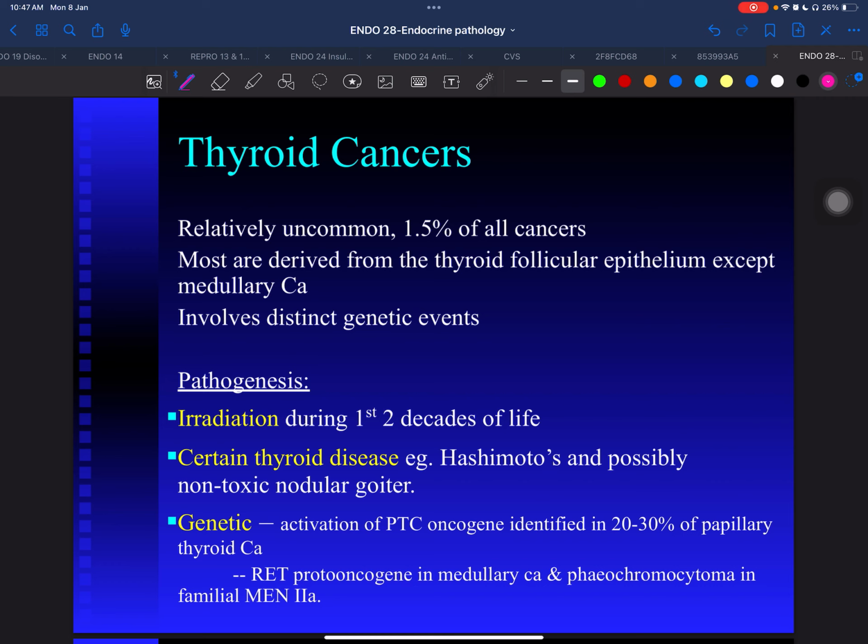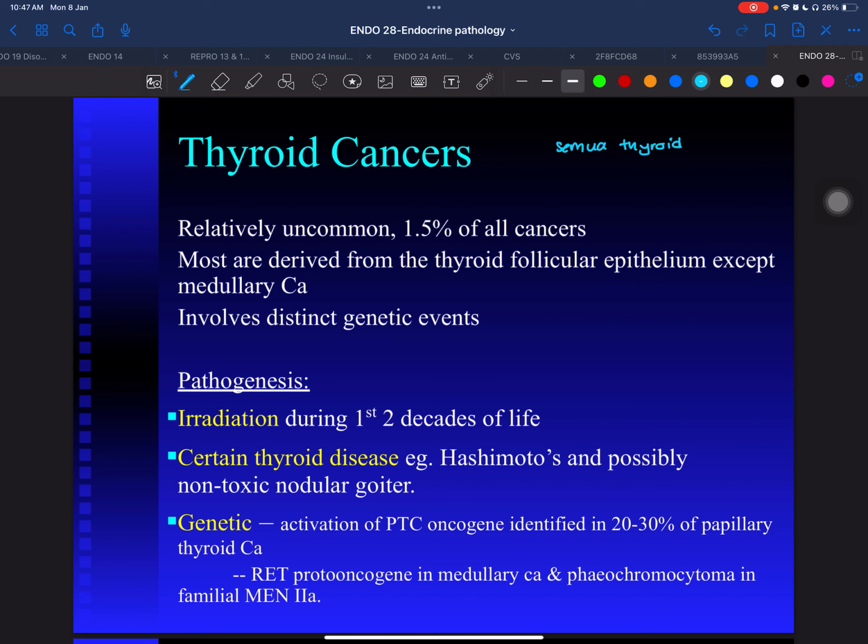It comprises about 1.5% of all cancers. Most are derived from the thyroid follicular epithelium. It's from the follicles in the epithelium itself, except medullary carcinoma. Ini pun favorite MCQ question. Okay, semua thyroid cancers are from the follicular epithelium, kecuali medullary. Medullary we go into that later. Okay, and there are certain genes involved in the pathogenesis of thyroid cancers. We'll go to that later.